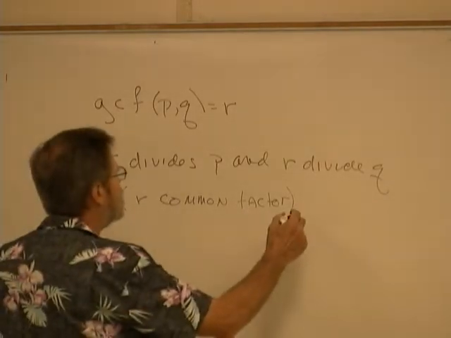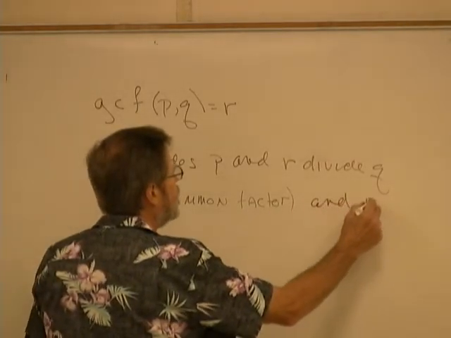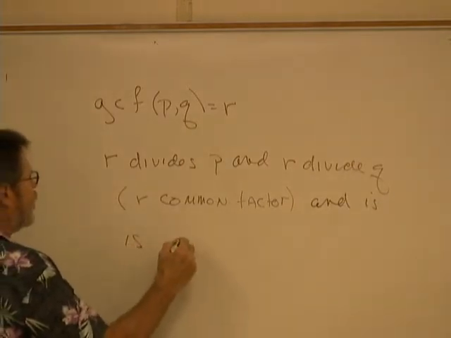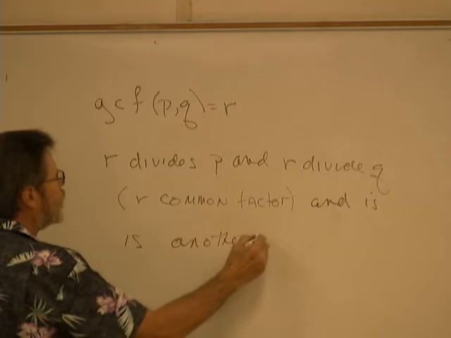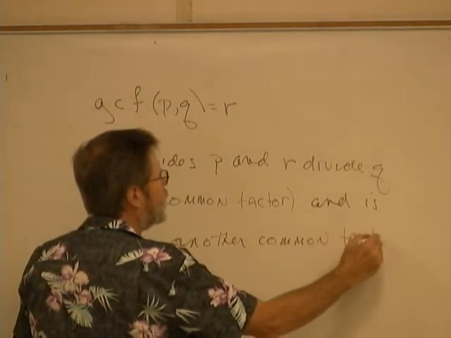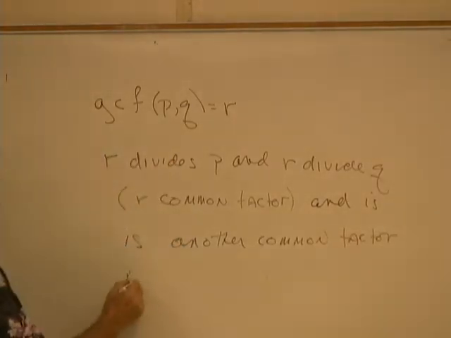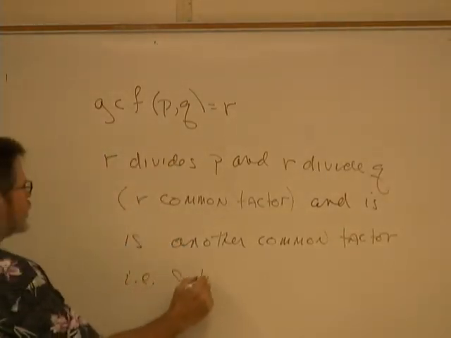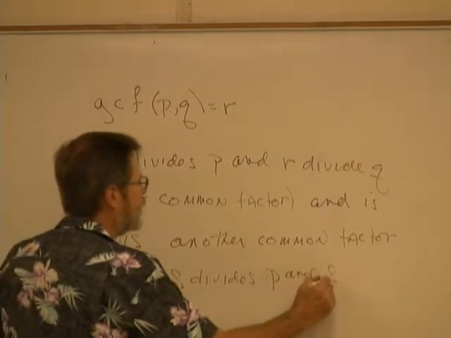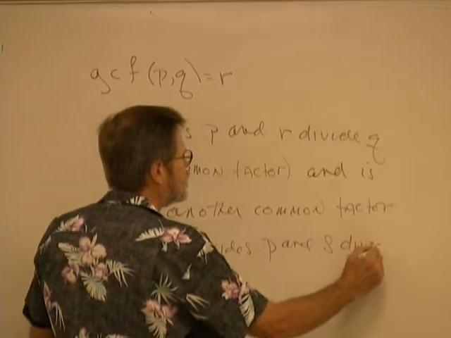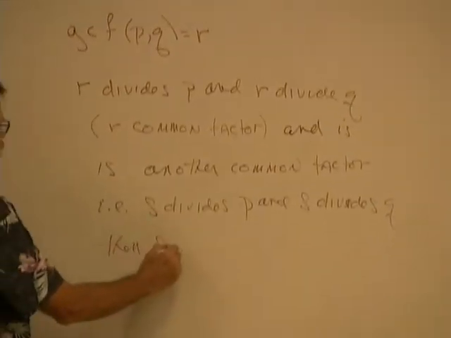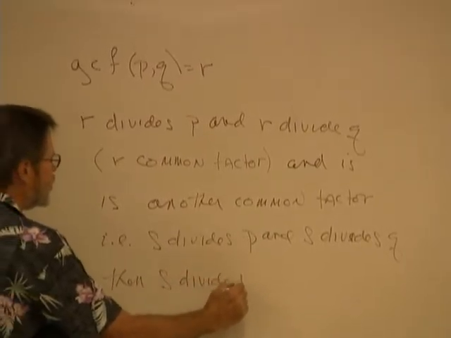R divides P and Q, and if S is another common factor, i.e. S divides P and S divides Q, then S divides R.